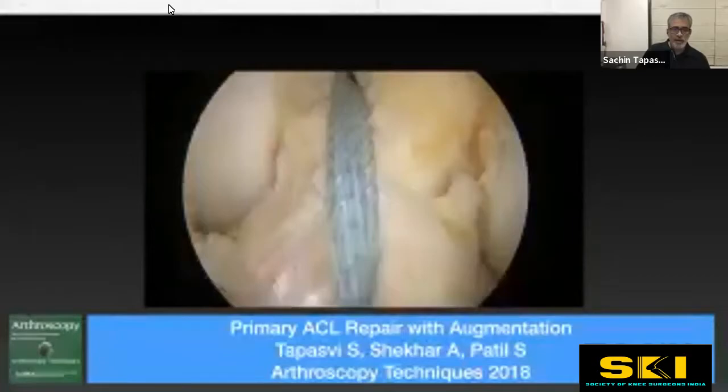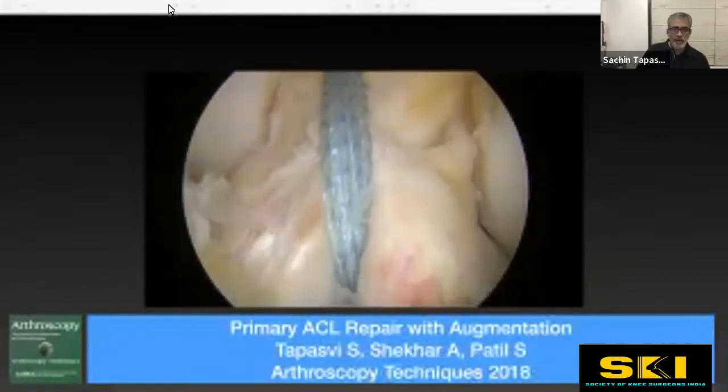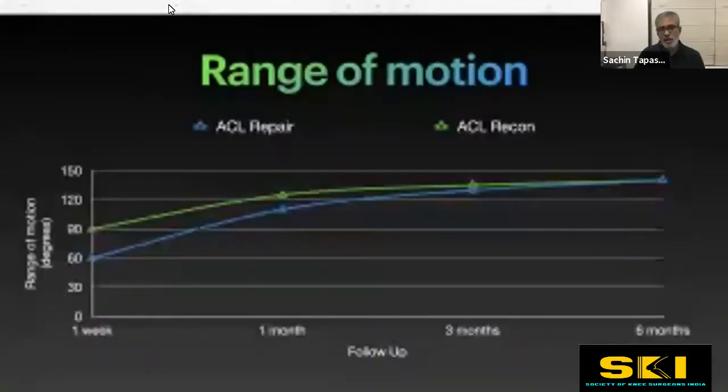The reason we've added the internal brace is because of a couple of publications which did not have a huge follow-up, but showed that when you add an internal brace to your ACL repair, you can achieve better range of motion and better function. Another couple of papers looked at the use of ACL repair with an internal brace, a systematic review.